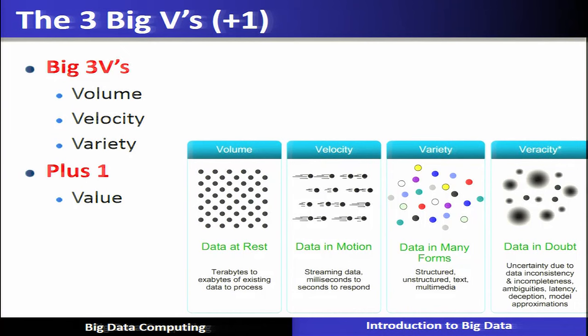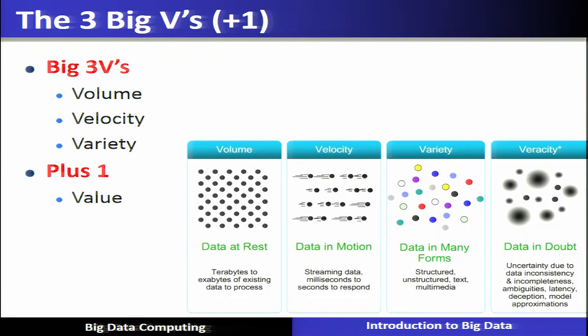So we can summarize here. Volume is the data at rest, that means terabytes to exabytes of existing data that need to be processed, and this is one of the three V's of big data. The second one is velocity. Velocity means the data which is in motion, and this data is called streaming data. It varies from milliseconds to seconds to respond, and if this rate is a constraint, then it becomes velocity. That data is called fast data.